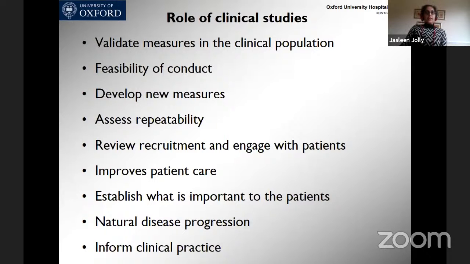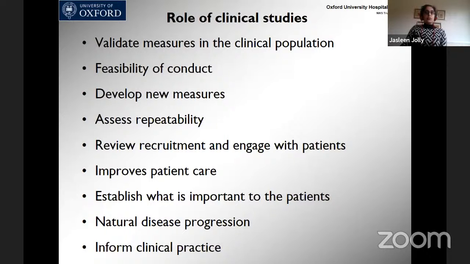It can help by talking to the patients. We can establish what is important to the patients. So using some of the outcome measures to reflect the things that the patients notice and that really affect their quality of life is going to help with getting approvals for that therapy.